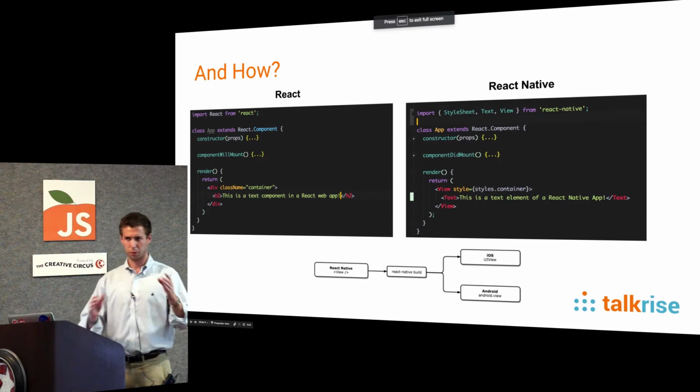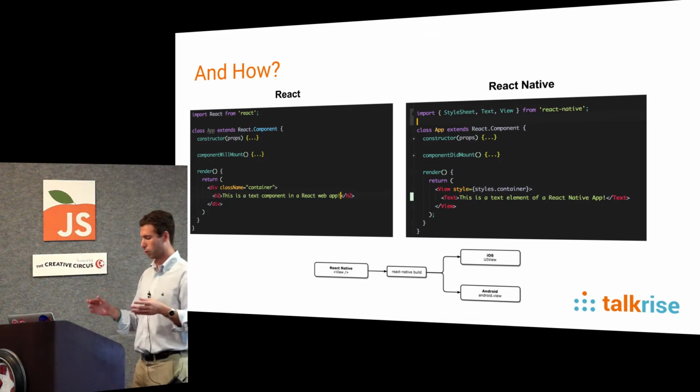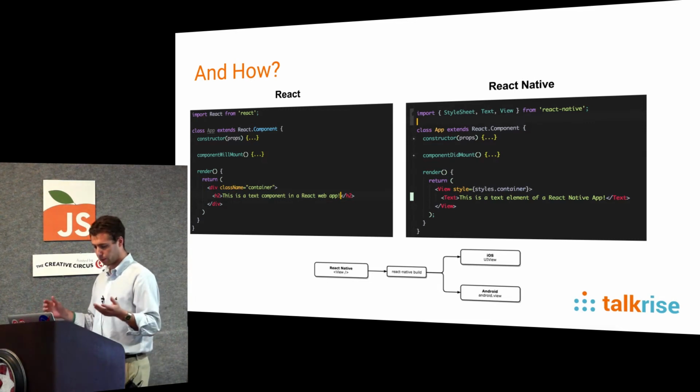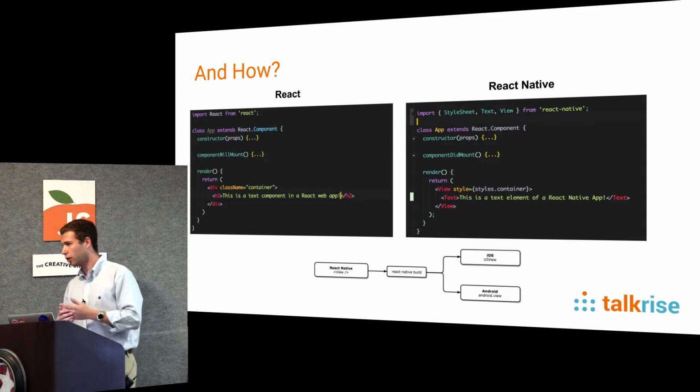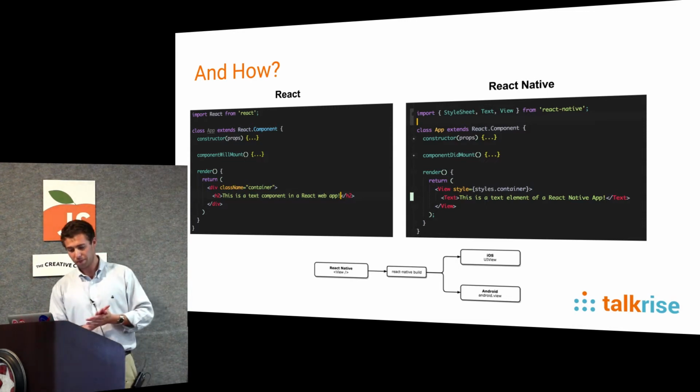So how does this really work? What does this look like, right? On the left, you'll see what you might be familiar with, React. You create a class that extends the component. You might have a lifecycle hook and a constructor, as well as the infamous render function, right?